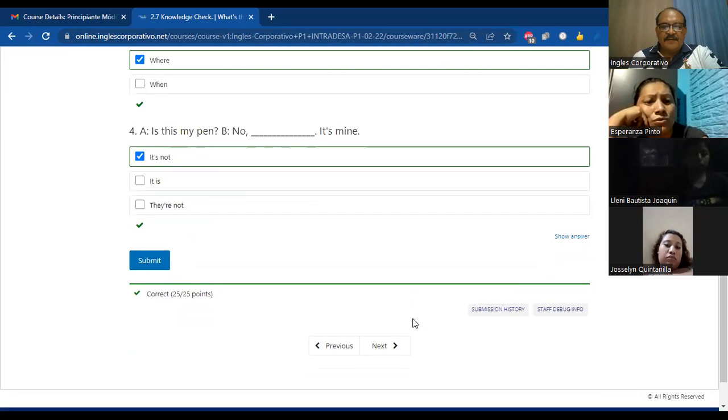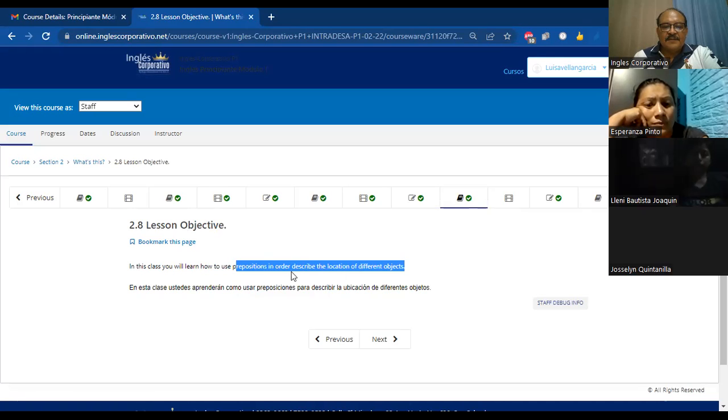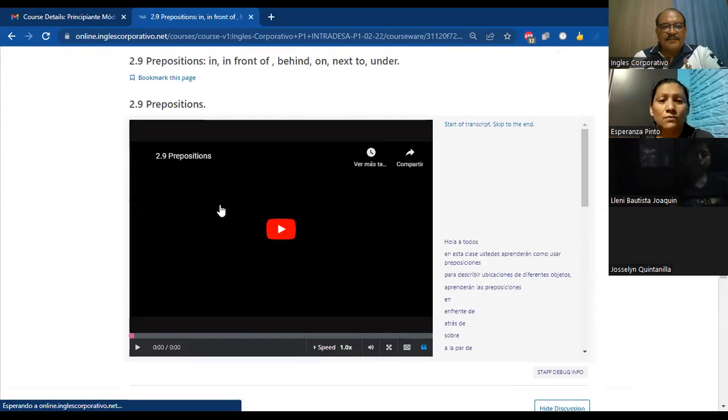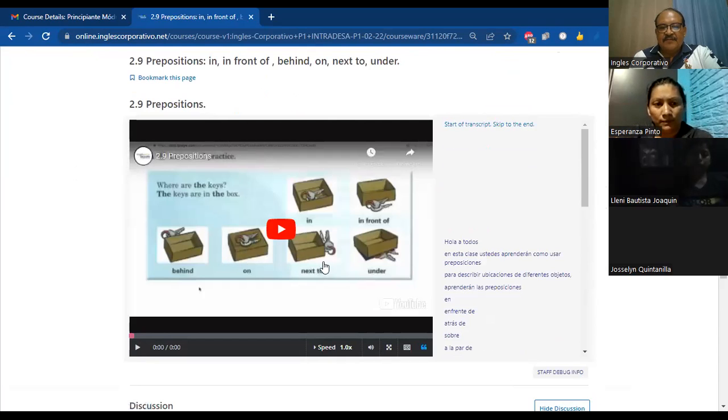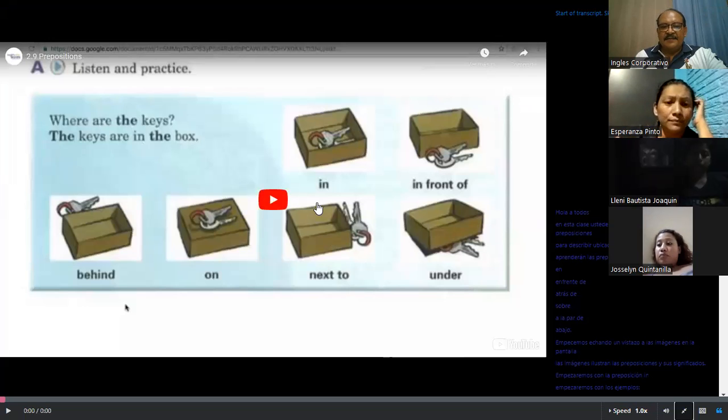Okay, questions about the vocabulary? No? Okay, in this one we have prepositions in order to describe the location of different objects, okay? These are called also prepositions of place. Estas son preposiciones para dar ubicaciones más exactas, right? De dónde están las cosas.